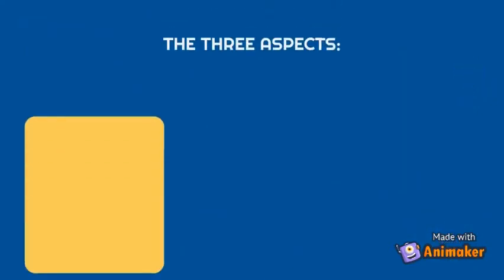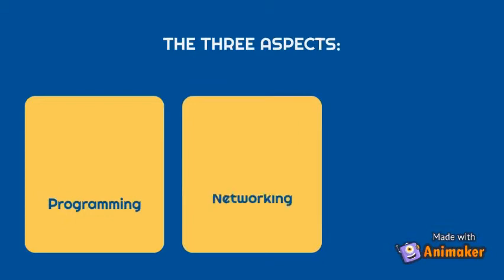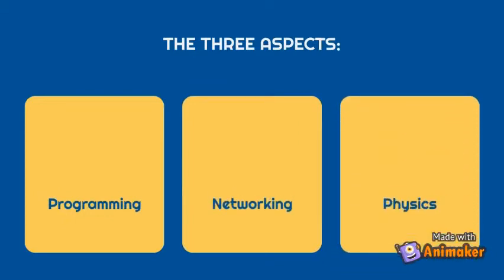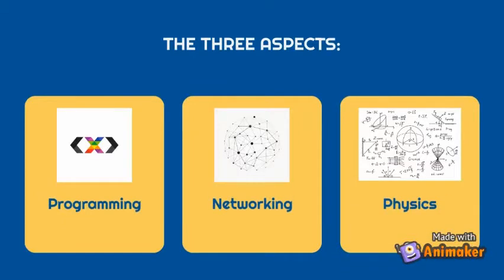I'll now get into the three aspects of computer science that I will be talking about. These aspects are programming, networking, and physics. Let's get started.